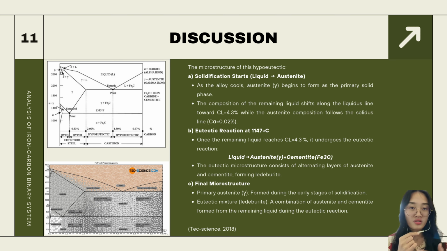The final microstructure of the hypoeutectic alloy consists of two main components. The first is primary austenite, formed during the early stages of solidification, and the second is the eutectic mixture, which is ledeburite, a combination of austenite and cementite created from the remaining liquid during the eutectic reaction. These microstructures play a crucial role in determining the mechanical properties of the alloy. Understanding their formation is essential for tailoring materials for specific applications.